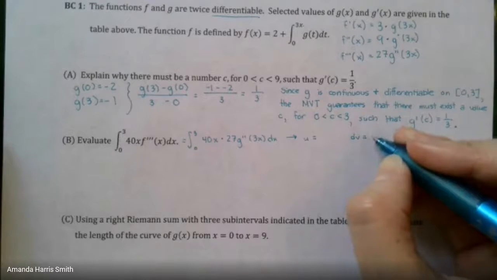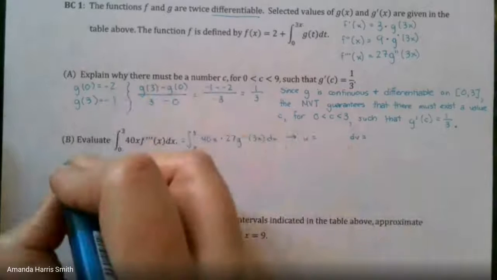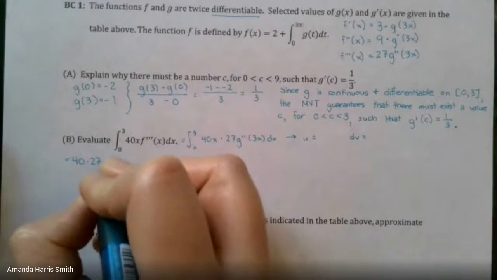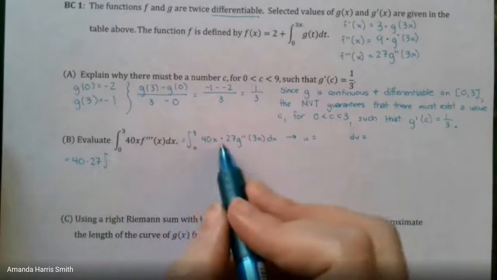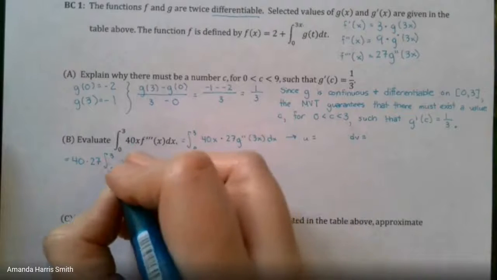So first of all, I'm going to throw that 40 and the 27 way out at the front. Those are coefficients. We don't need those in here making our lives complicated. So I'm just going to put the 40 on the 27. And yeah, that's a big number. I'm not going to concern myself with it right now.